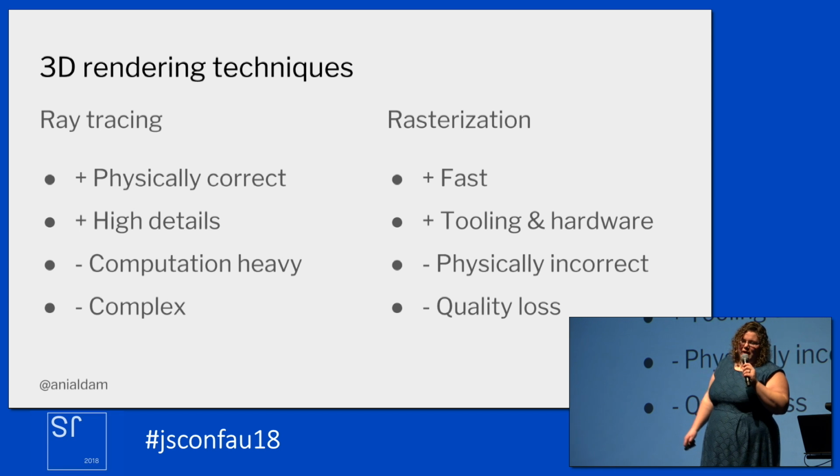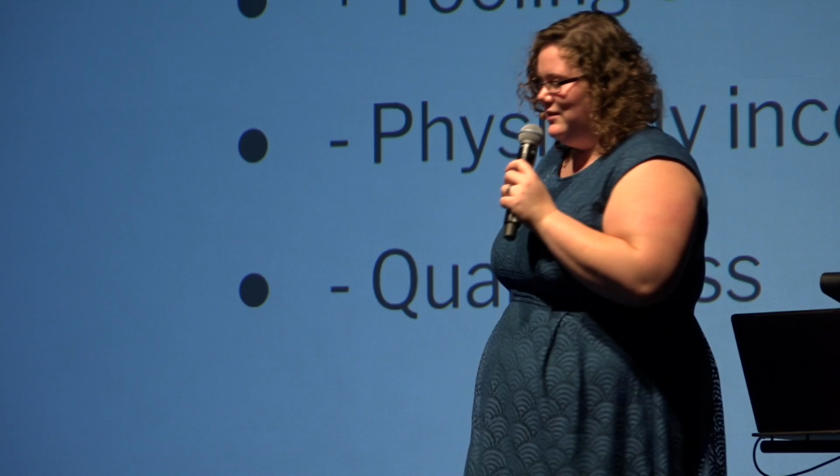Rasterization is really fast, so we can easily do it in real time. There's lots of tooling and hardware support, which means the GPU is actually made to support your rasterization shaders and algorithms. It's physically incorrect because, as you see, through the perspective projection we lose all the information about depth and actual objects. We just make them flat. And therefore, we lose quality of the image.